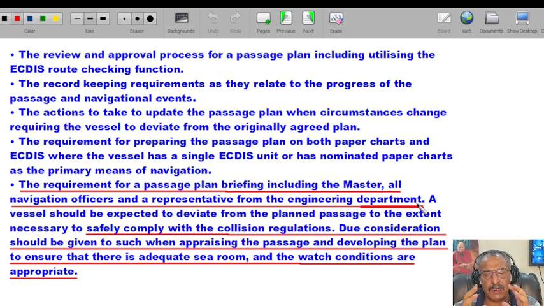So each and every person who is part of the team is on the same page and in concurrence with the existing passage plan. So this part is very important. That is the reason I've underscored this with a red line.